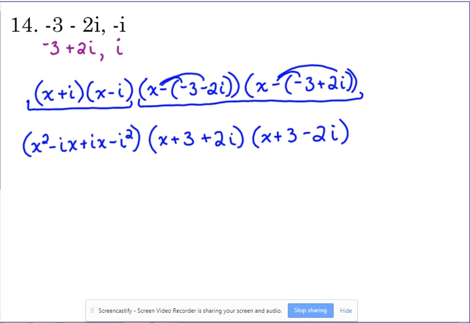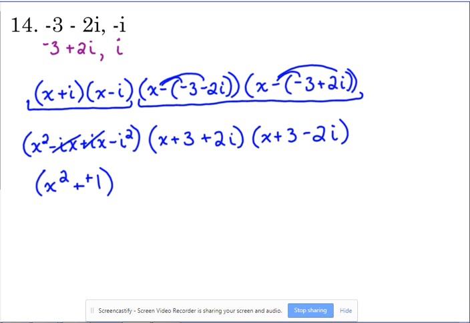Okay, so back to that first set of parentheses. -ix and positive ix cancel with each other. So we've got x squared. Now, does anybody remember what i squared is equal to? -1. So we've got minus a -1. You don't want to leave the i squared in there. You need to replace i squared with -1. But there was a minus in front of it, so we keep the minus, and it is -1, which means subtracting a negative turns into adding a positive. So x squared plus 1 is what gives us zeros of i and -i.